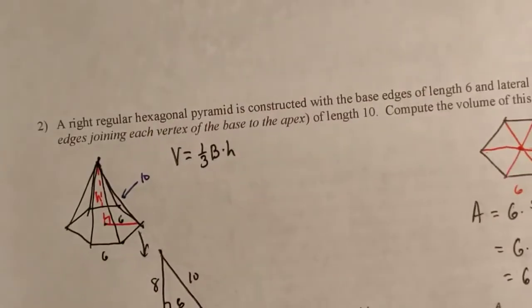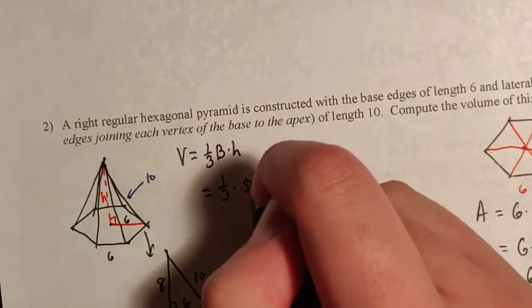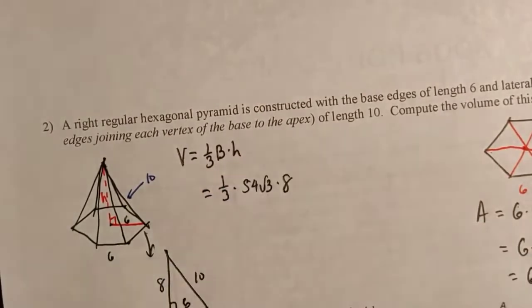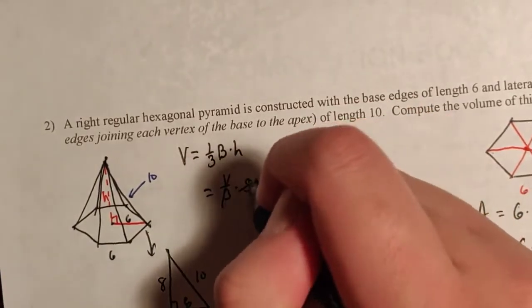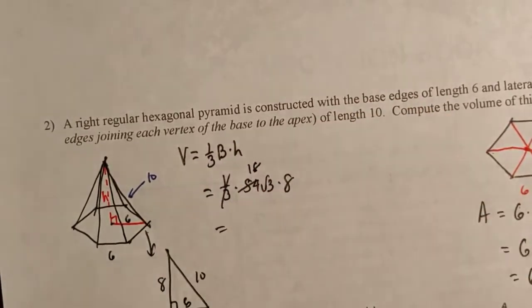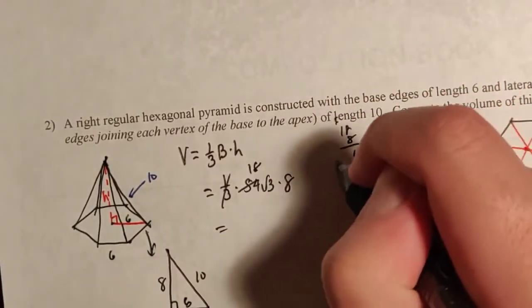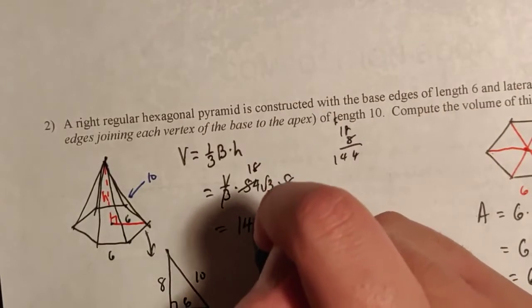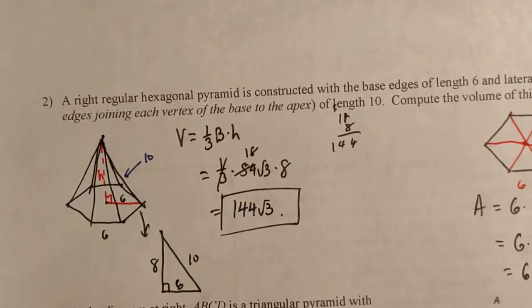So now we can actually put it all together. So we can say that the volume of the pyramid is going to be 1/3 the area of the base, which is 54 radical 3, times the height, which is 8. Now a third of 54, 3 goes into 54. That's quite nice here. I believe it goes in 18 times. So we have 18 times 8 here. Let's see, 18 times 8 is 4, 6, I believe that is 144. So the volume of this pyramid here is going to be 144 radical 3.